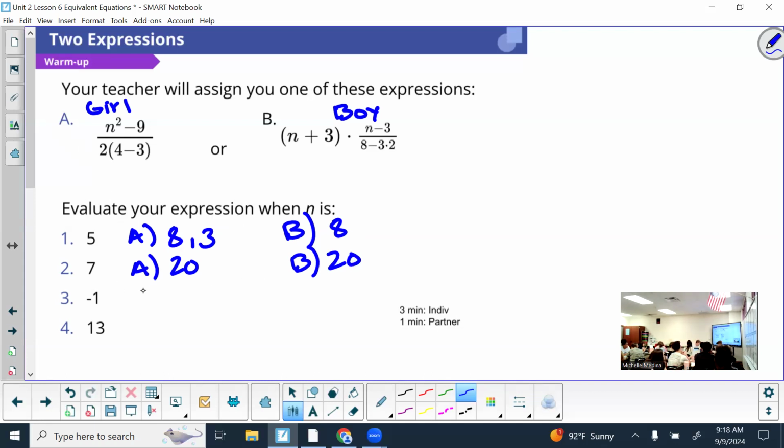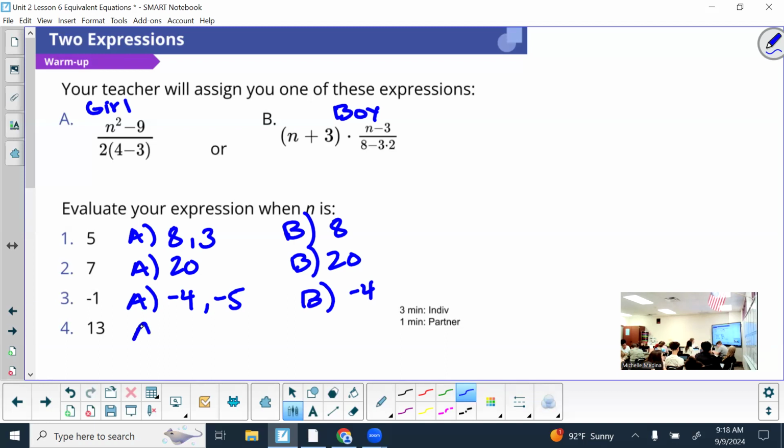Girls, when you plugged in -1 to expression A, what did we get? I heard a -4. Okay, anything other than -4? Yes. -5. Anything else? All right, boys, when you plugged -1 into expression B, what did you get? Anything other than -4 out there for boys?